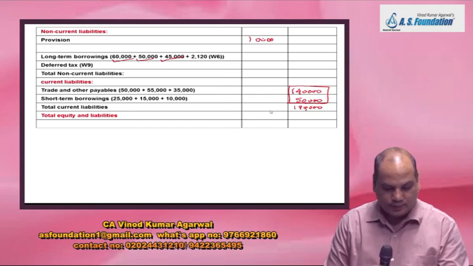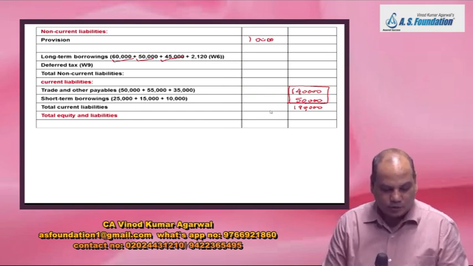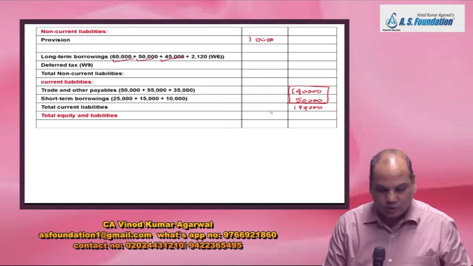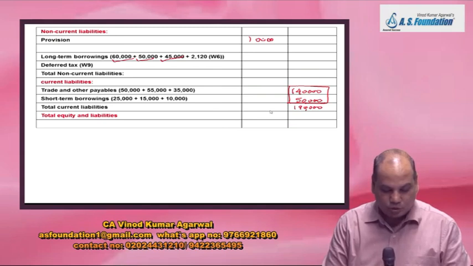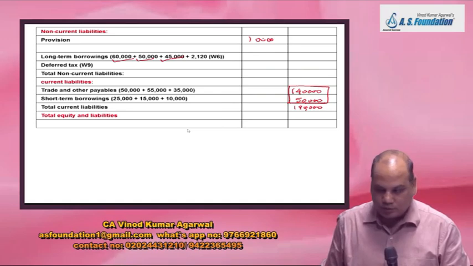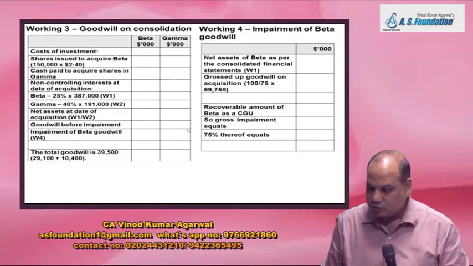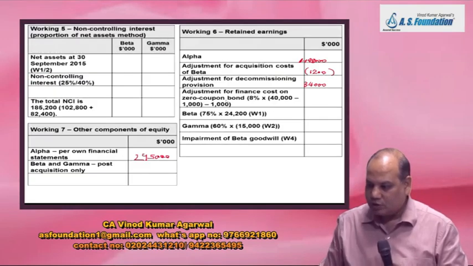Okay. Trade receivable and payable, we don't have to do anything. Provision adjustment we have done. Do you remember provision we have done? Now come to long-term borrowing. For that, you come to this retained earning working note.